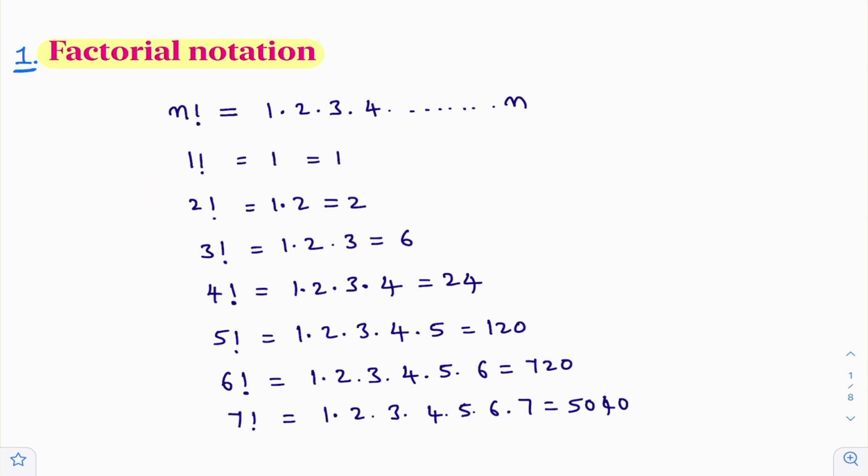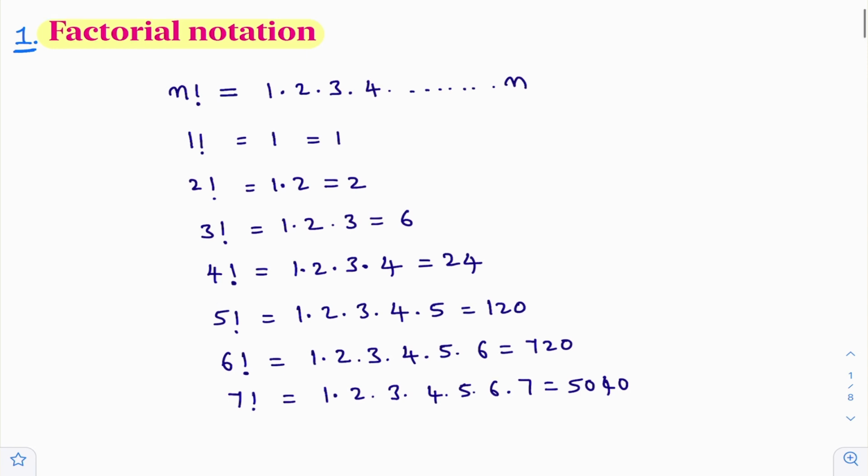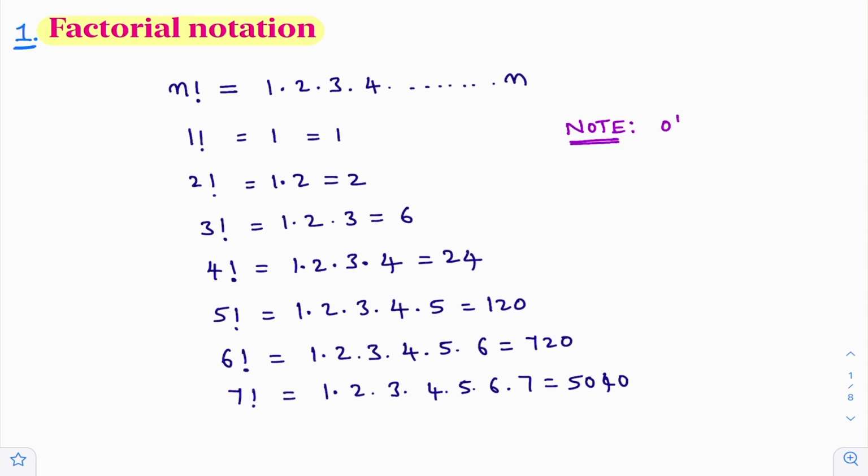Okay, what is 4 factorial? 24. What is 6 factorial? 720. What is 7 factorial? 5040. 0 factorial is what? 0 factorial is defined as 1. This is the special case. This is the definition. Definitions you cannot question. So from now onwards, wherever you see 0 factorial, there directly we will write 1. So 0 factorial value is 1 because it is defined like that.